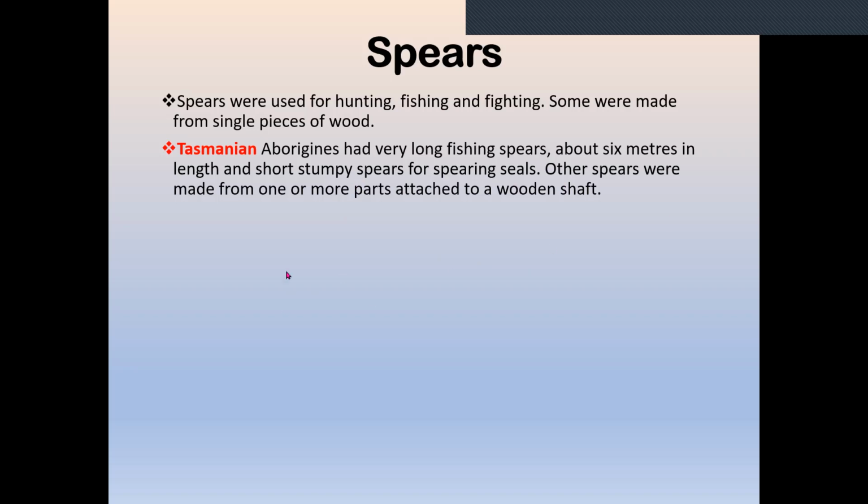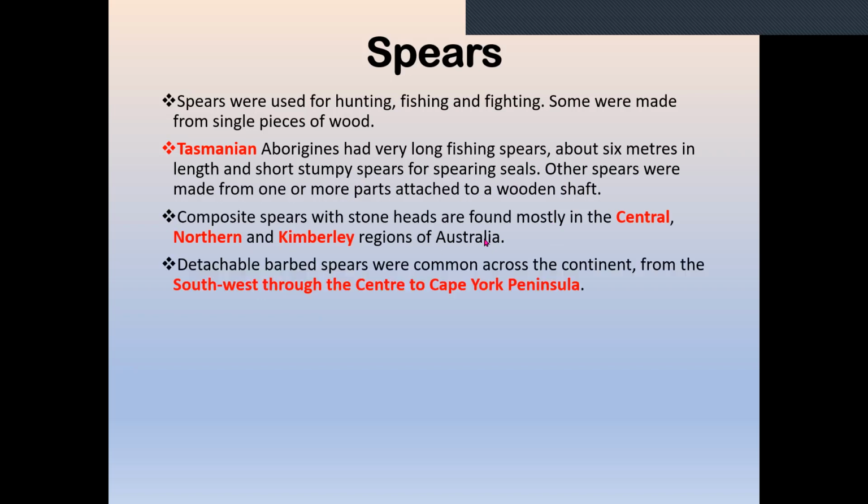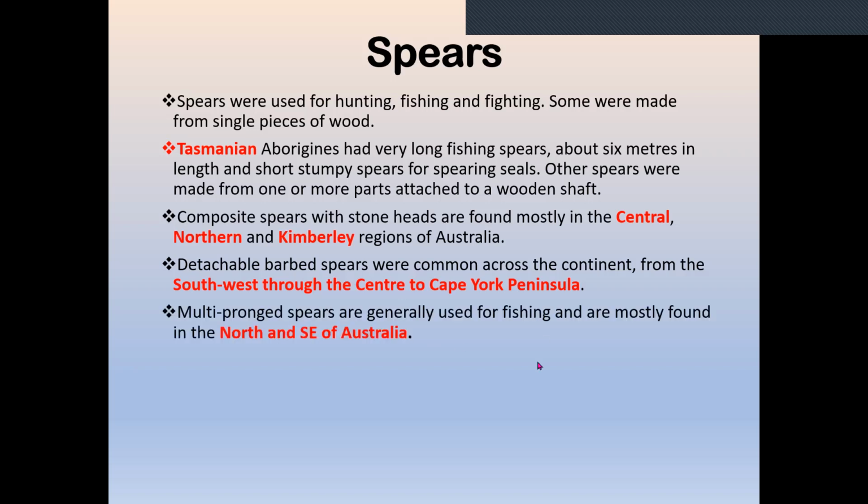There were spears made from one or more parts attached to a wooden shaft. It's in Tassie. They had composite spears in central and northern parts of Australia and the Kimberleys. They had detachable barbed spears in the southwest of the centre all the way to Cape York. Multi-pronged spears were used in North and Southeast Australia for fishing.